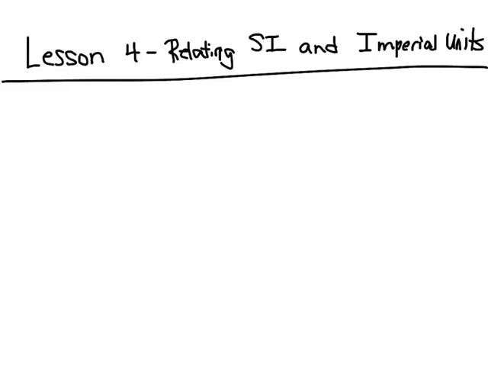Lesson 4, relating SI and imperial units. So there are ways that you can convert between SI and imperial. I actually use them quite a bit in everyday occurrences. So 1 inch is 2.54 centimeters.